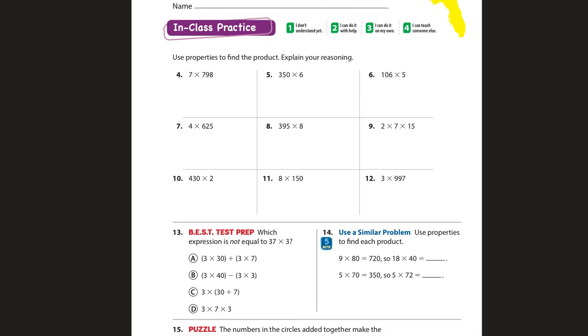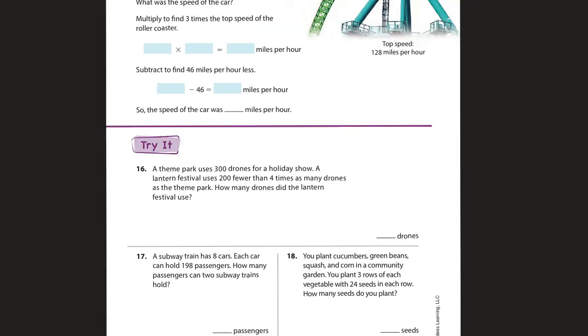Hopefully next week we will get into Unit 3 where we do learn how to multiply two-digit numbers by two-digit numbers. And if your parents think that you're ready, they can teach you at home.